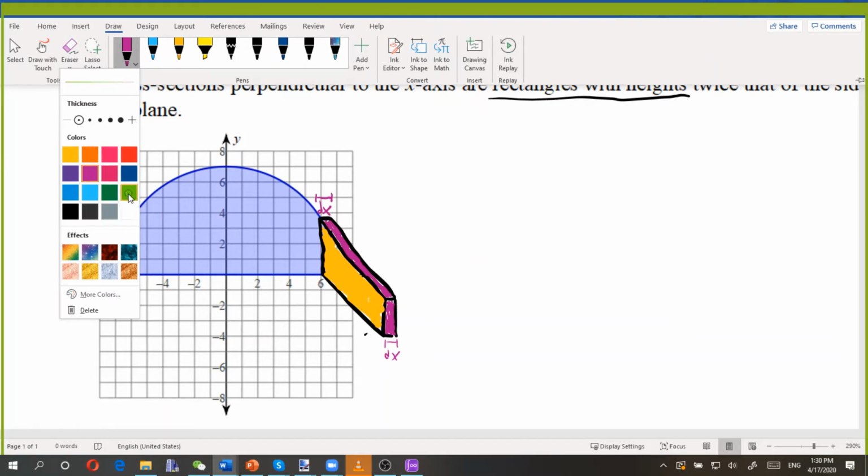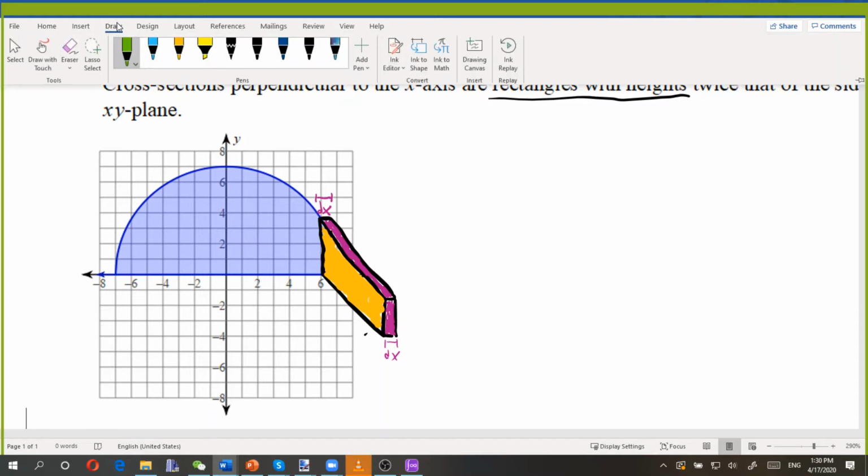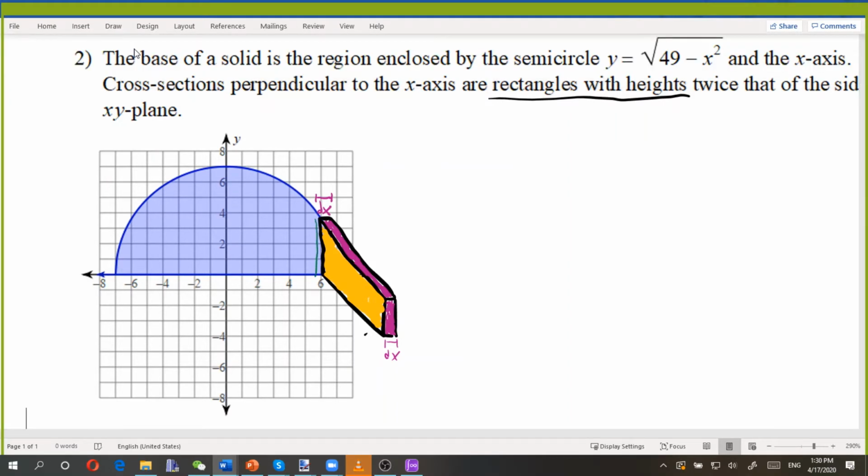I'll go green. So this line here is inside the coordinate plane. It's on the page. I'm told that the height of this rectangle is twice that length. So first, in green, what is this height? What is this distance? It's inside the page.